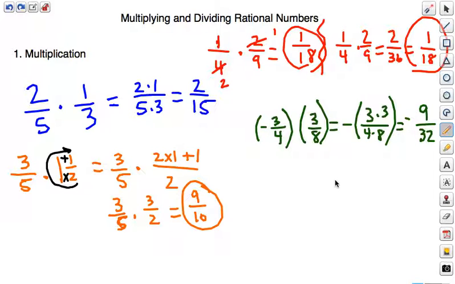All right, same goes for division. If you have a negative times a positive, it would also be a negative. Okay, so now let's look at some division problems. Oh, let's look at one more where we have two negatives. So let's say we have negative 1/2 times negative 3/4.